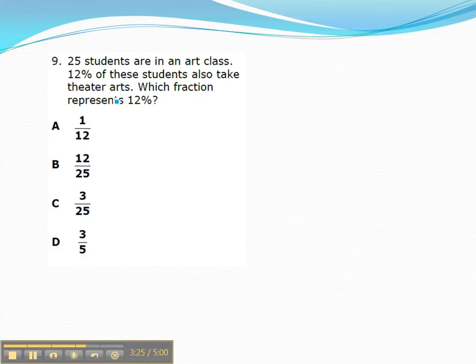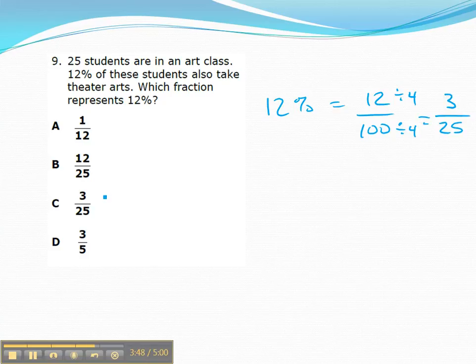Number 9. 25 students are in an art class. 12% of those students also take theater arts. Which fraction represents 12%? Percent means per 100, so it's 12 out of 100. And then we need to simplify that by dividing by 4. And we get 3 over 25. 3/25 is the fraction that represents 12%.